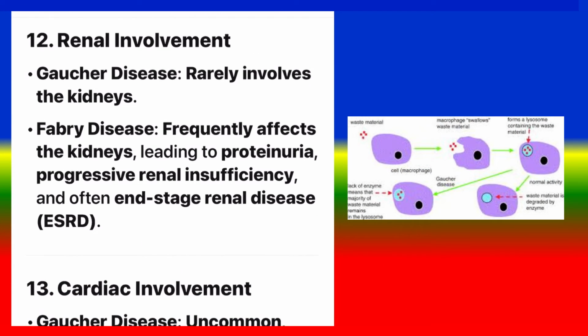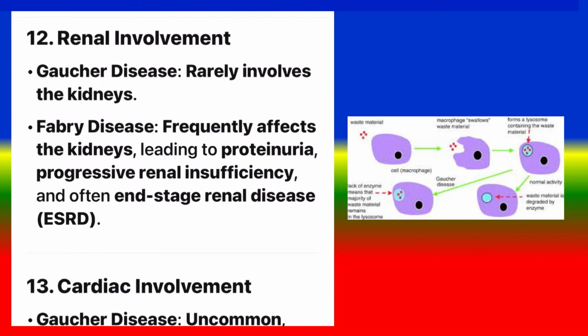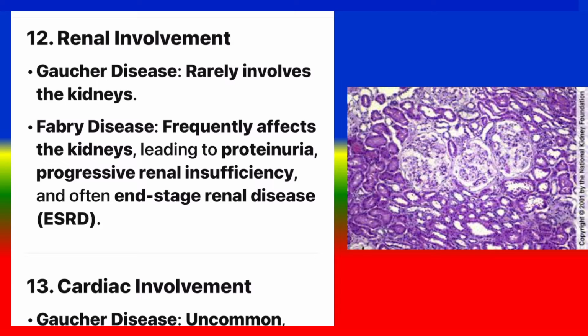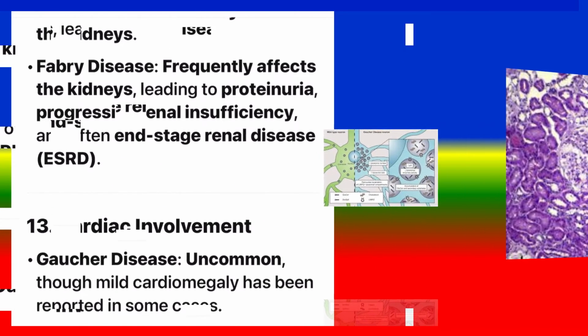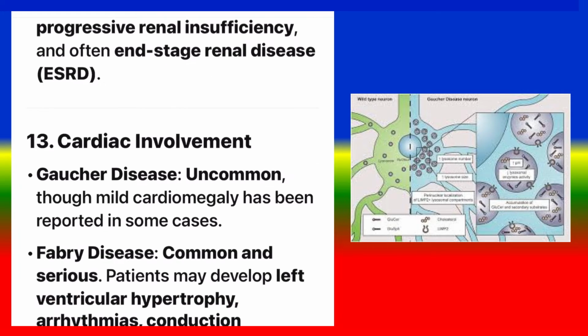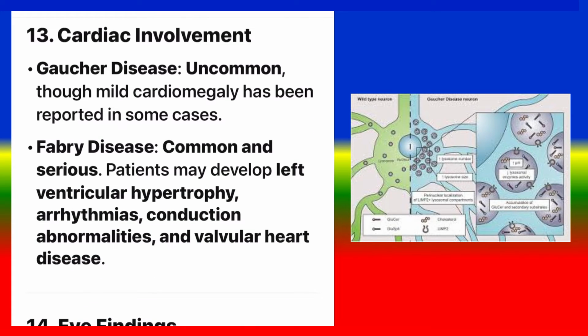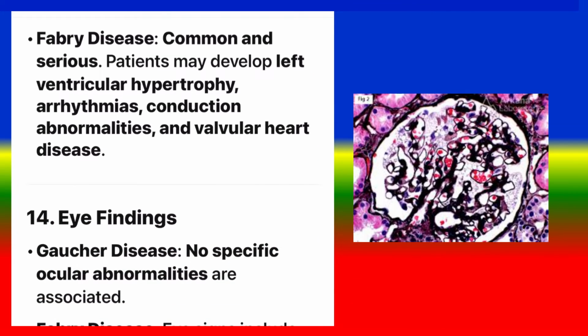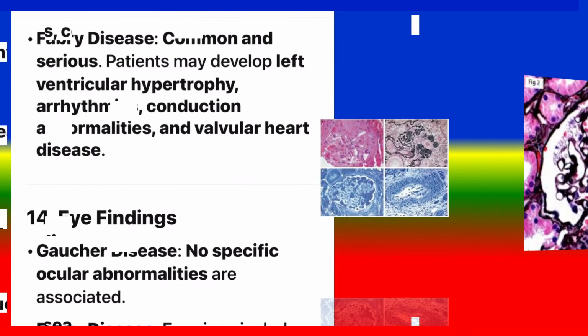12. Renal involvement. Gaucher disease rarely involves the kidneys. Fabry disease frequently affects the kidneys, leading to proteinuria, progressive renal insufficiency, and often end-stage renal disease, ESRD. 13. Cardiac involvement. Gaucher disease: uncommon, though mild cardiomegaly has been reported in some cases. Fabry disease: common and serious. Patients may develop left ventricular hypertrophy, arrhythmias, conduction abnormalities, and valvular heart disease.